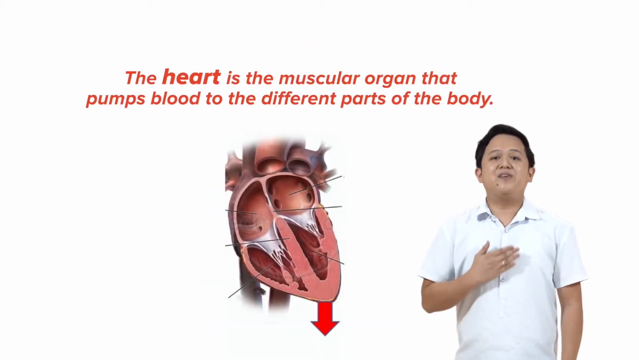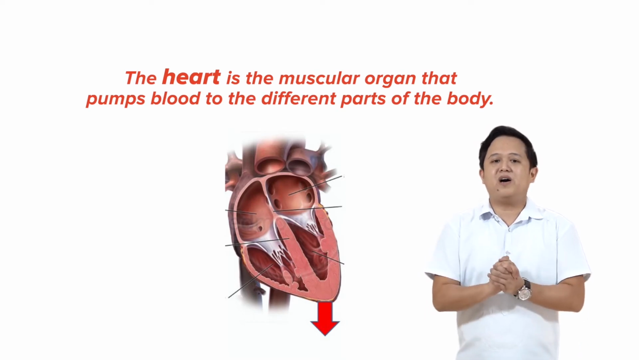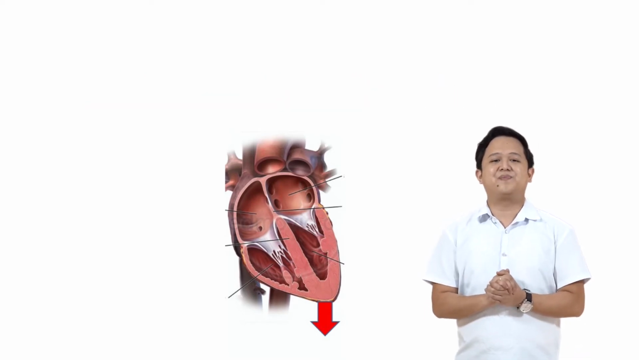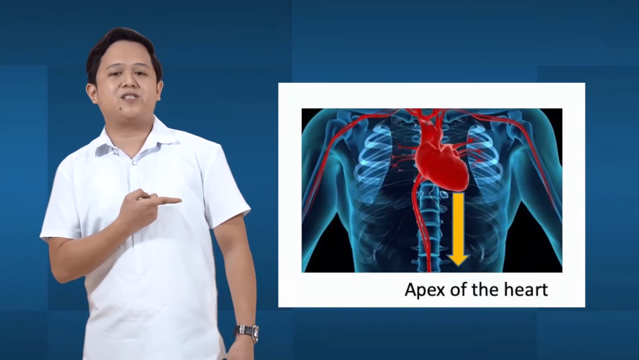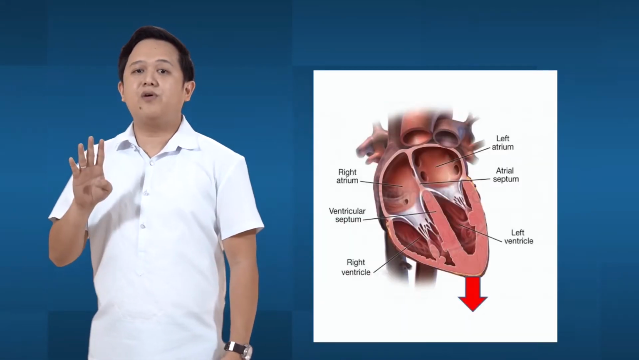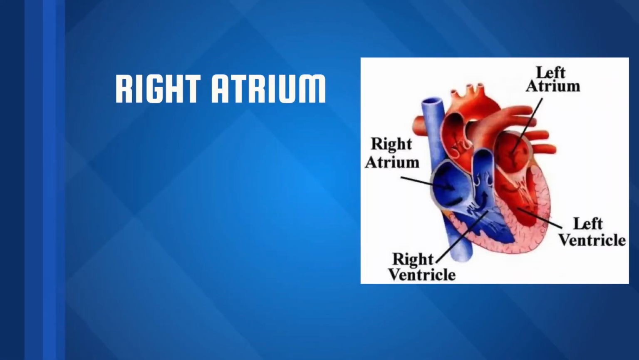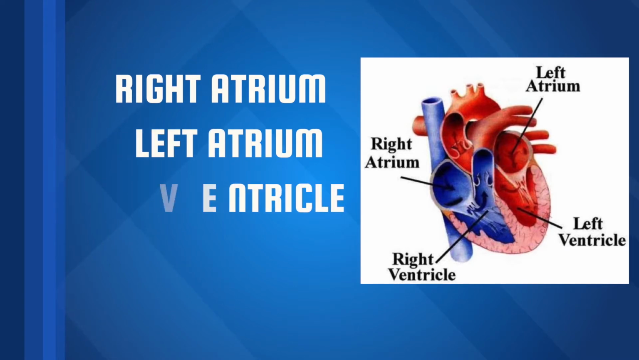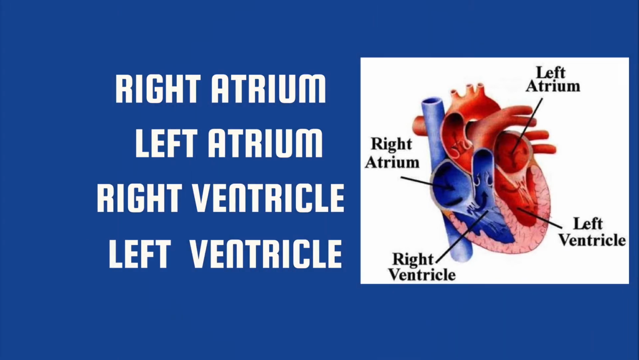The heart is the muscular organ that pumps blood to the different parts of the body. It is located in the middle of the chest cavity with its tip or apex slightly tilted toward the left. The human heart is a 4-chambered heart. The interior of the heart is divided into 4 chambers, namely the right atrium, the left atrium, the right ventricle, and the left ventricle. The muscle called septum divides the heart.